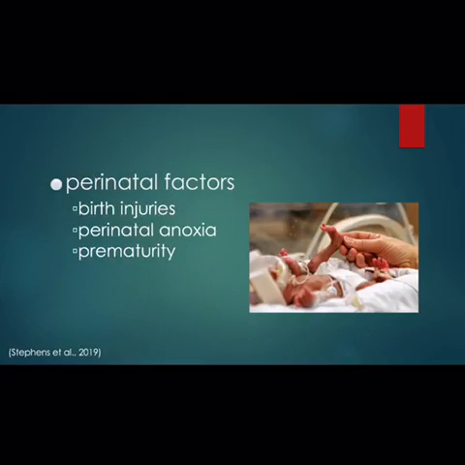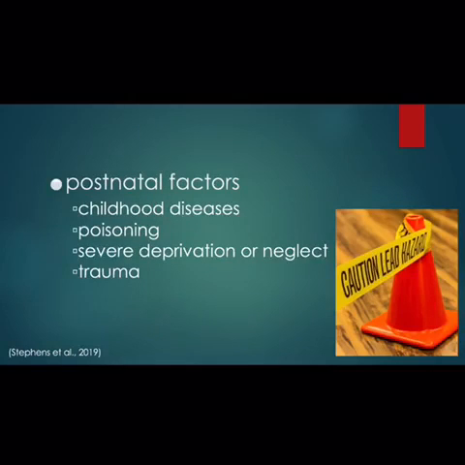Perinatal factors such as birth injuries, perinatal anoxia, and prematurity. And postnatal factors such as childhood diseases. Examples include encephalitis, hypothyroidism, meningitis, and seizure disorders. Poisoning. Examples include carbon monoxide, household products, lead, and mercury. Severe deprivation or neglect. And trauma. Examples include accidents, hypoxia, and physical abuse.